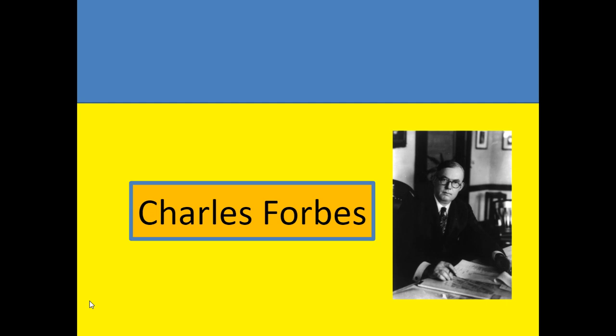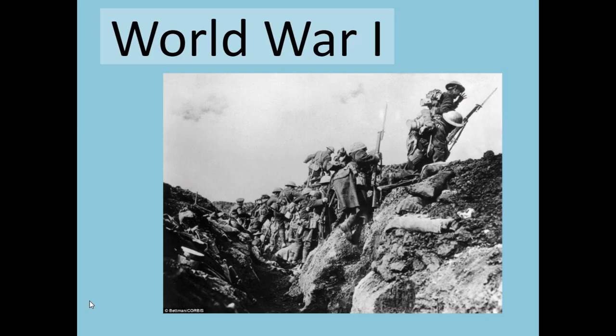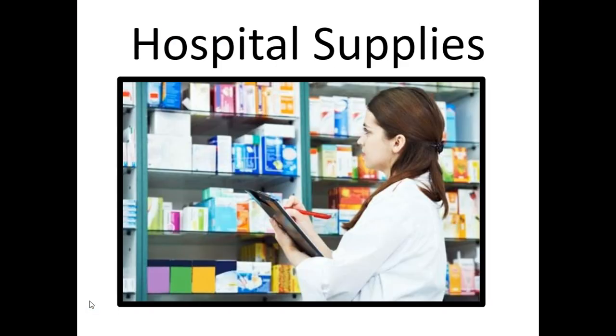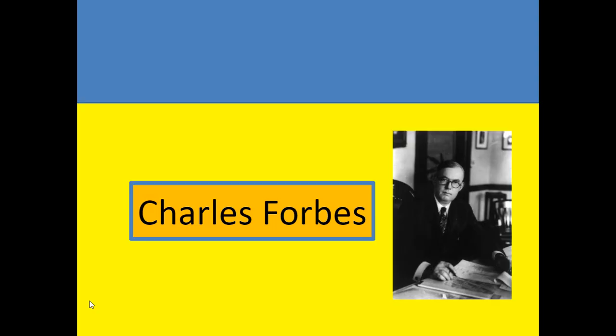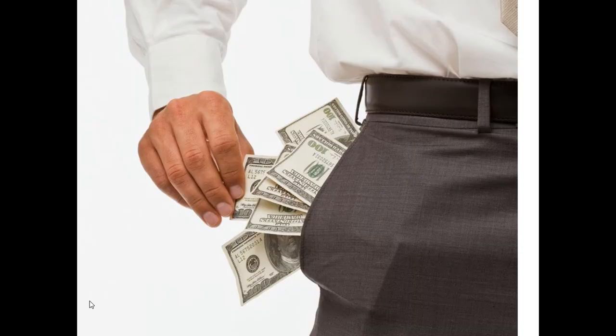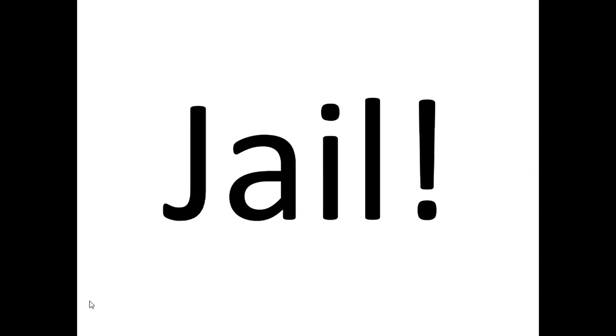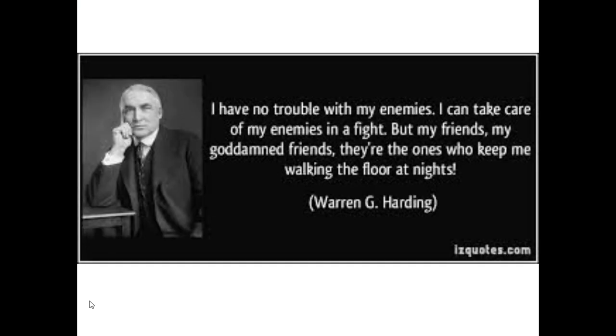Scandal number 5 under the Harding administration was again Charles Forbes. During World War I, veterans were hurt, and the government ordered millions of hospital supplies, but the veterans never got them. Forbes actually sold them on the black market and pocketed that money, and the government had to buy more supplies to give to these veterans. Forbes got wealthy and then, of course, also got jail appropriately. So Harding famously said, "I have no trouble with my enemies. I can take care of my enemies. But my friends, my goddamn friends, they're the only ones who keep me walking the floors at night."